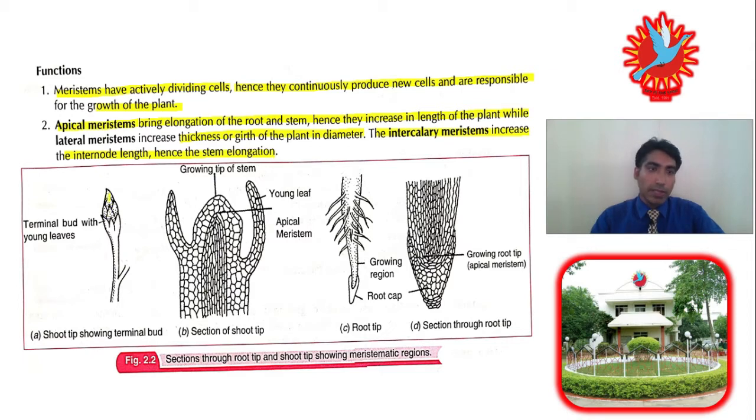Here you can see that the meristematic tissue is present at the tip of this bud, at the tip of the growing stem, at the tip of the root. Because they are continuously dividing tissue, they always remain present at the tip of the different plant body parts or structures.